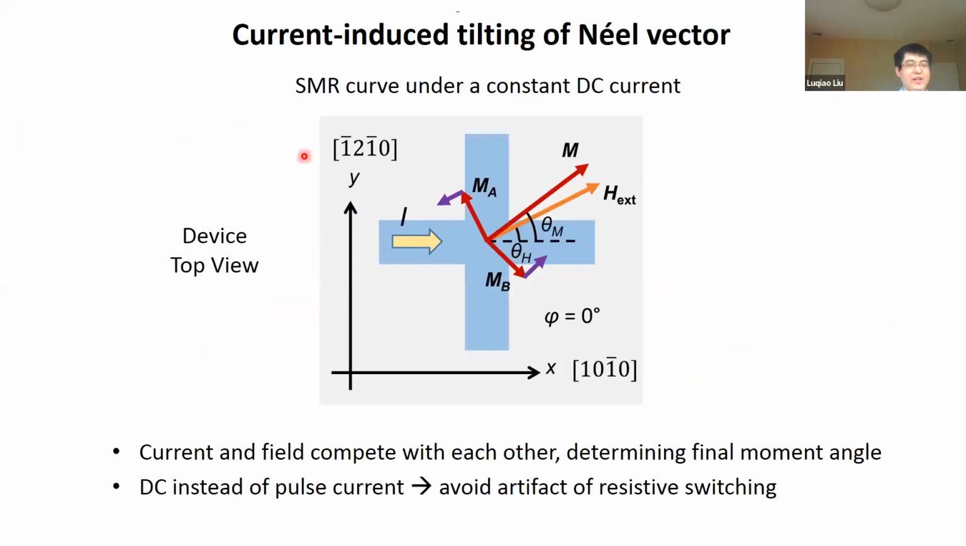Okay, so this is basically the rough idea. We still utilize this kind of Hall bar structure, and then we apply an external field. This external field will first of all try to align the Néel vector, or the magnetic moment, along a certain direction. And then we apply the external current. If there is any effect, it will try to tilt this Néel vector within the easy plane. By quantifying that tilting angle, we can potentially get some knowledge about how large or small this current-induced effect is. Also, in order to do this experiment, we use DC current instead of pulse current. The reason is, as we learned from earlier experiments, pulse current usually can cause some vertical shift, which will complicate things. So we use DC current so that it does not cause this kind of resistive switching.